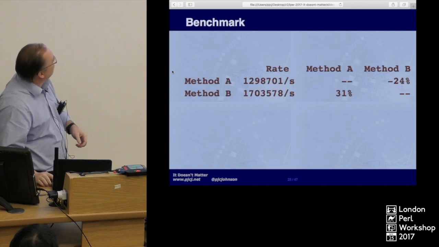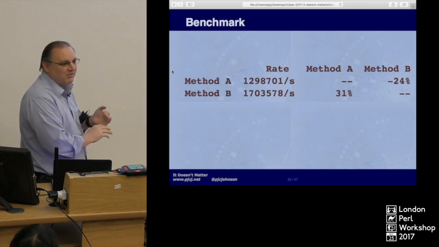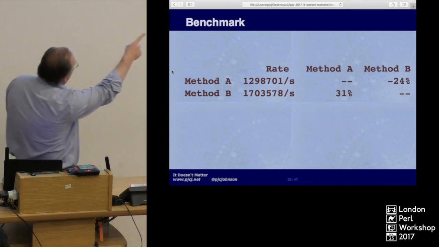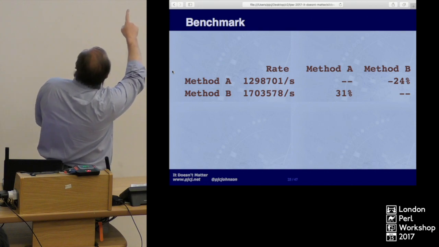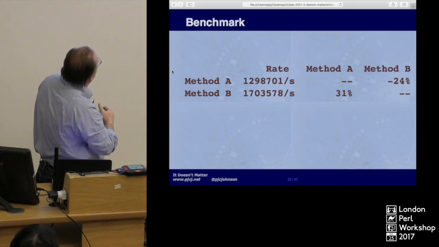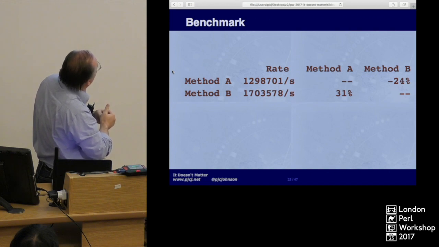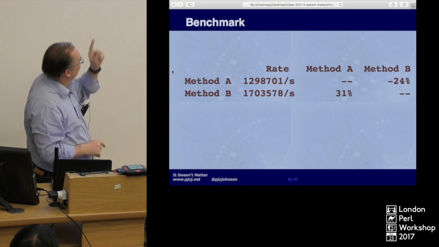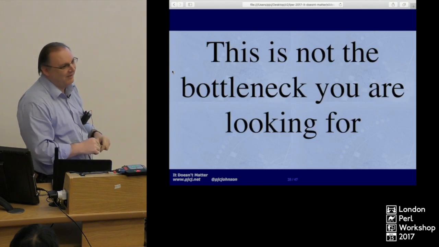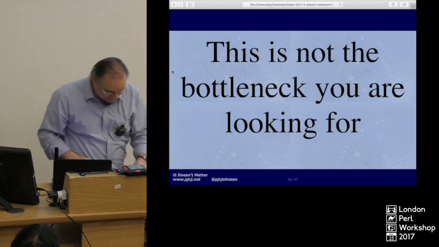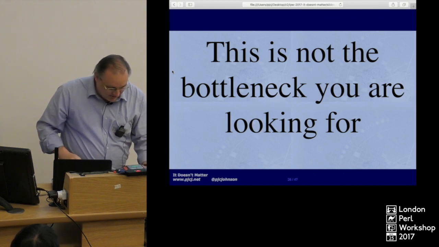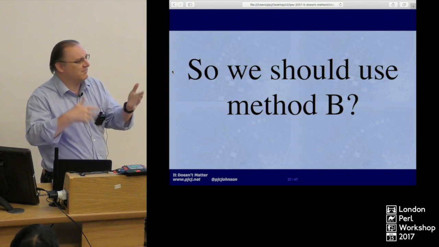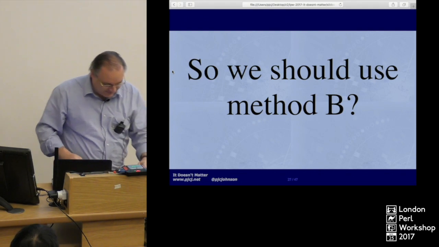Okay, so let's go back to this benchmark, which is actually a real benchmark I copied off of Perl Monks. And we looked at the numbers on the right there, but the numbers on the left here, if you look at that, method A ran about 1.3 million times per second. Now, I can't remember what the question was that they were benchmarking here, but I'm willing to bet that this wasn't the bottleneck that they were looking for. Okay, so that means that we should use method B then, because faster is better than slower anyway, right? Okay, I have some more questions.